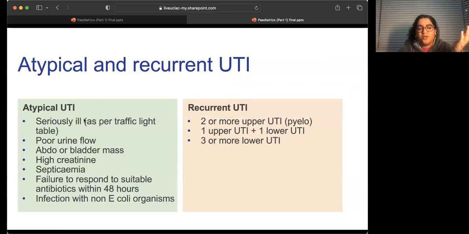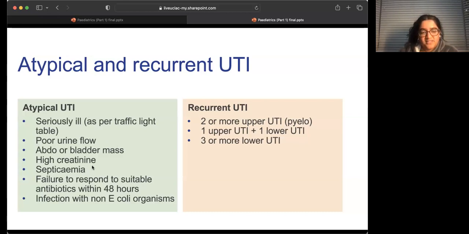So what is an atypical UTI? Your best bet is to use the traffic light system. Anytime a child has got a fever, or is ill in any way and you're confused, just use the traffic light system. That's what I did. So with an abdo or bladder mass, you could be potentially thinking, could it be a nephro or neuroblastoma? That's a bit weird. Or is it pyelonephritis, or more like kidney disease and stuff like that? That's a bit concerning.